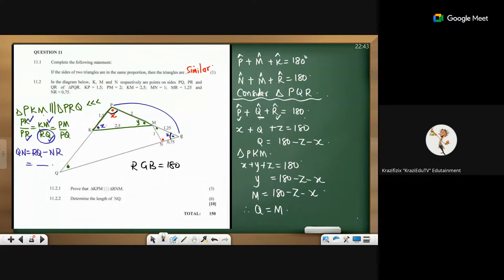And once we prove that those triangles are now similar, one second, guys. Okay, I'm going to go to the last slide now for Simanke. And so once you prove that Q equals M, you can then do all your similarities.